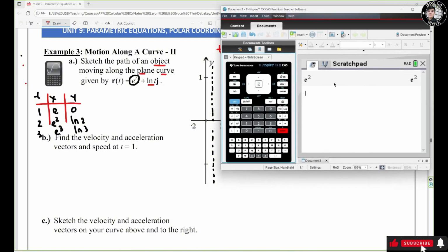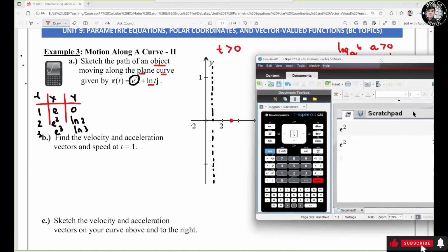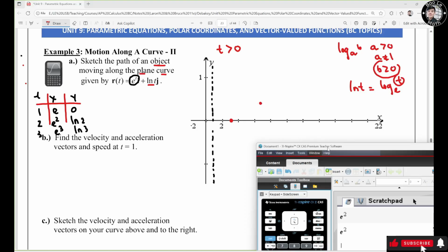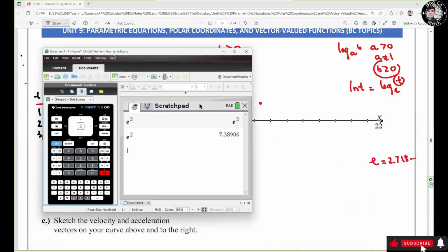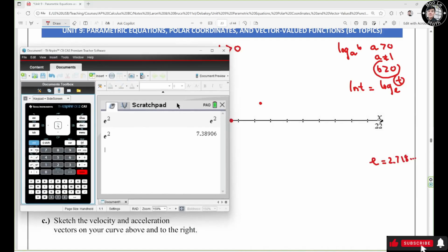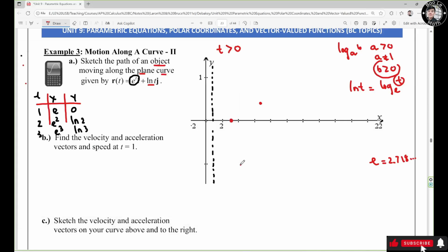Now you need to convert this one to decimal. So you just press Control and then Enter right here. It's going to be 7.38. It's going to be right here. And y equals natural log of 2, so you just press natural log of 2, press Enter. Convert this one to decimal, press Control, Enter. It could be 0.693, right? So it could be somewhere right here.